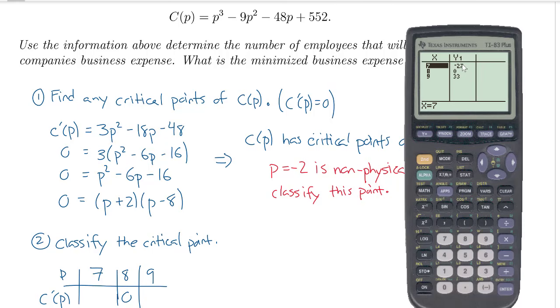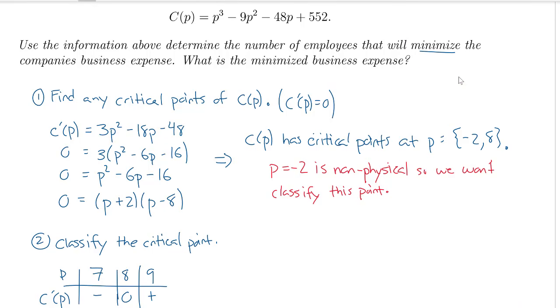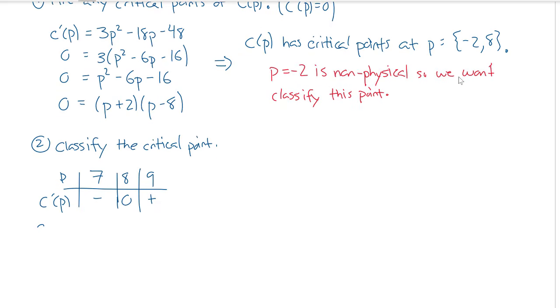And so now I see that at 7, the value is negative, and at 33, it's positive. So we'll go ahead and fill that in and interpret that result. So negative and then positive. And so this means that our business expense was decreasing, flattens out, and then increasing. So this means it's minimized at 8 employees, all right? All right, so the business expense is minimized at 8 employees.